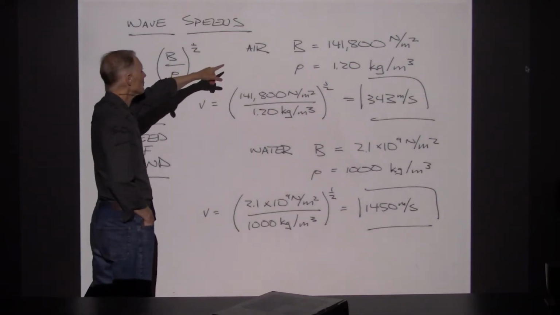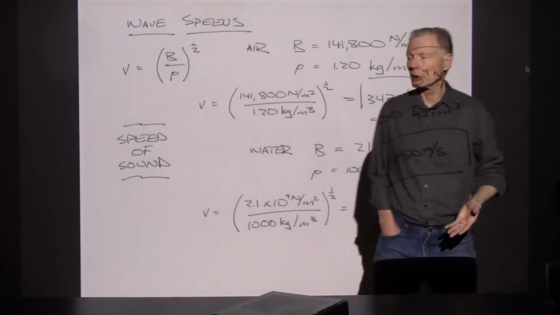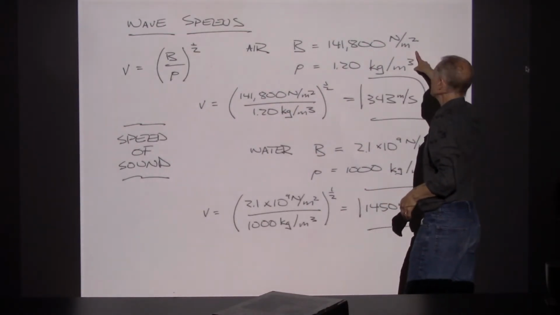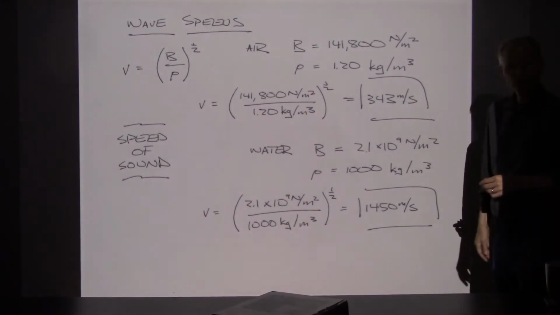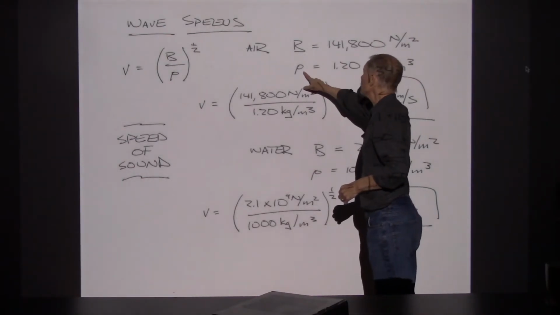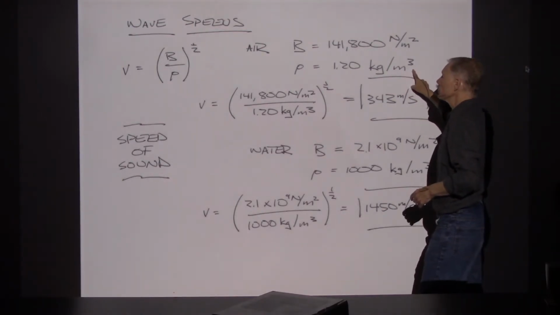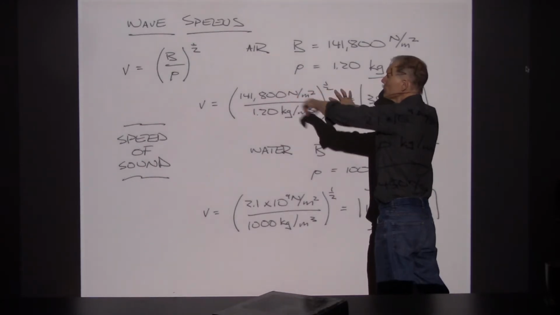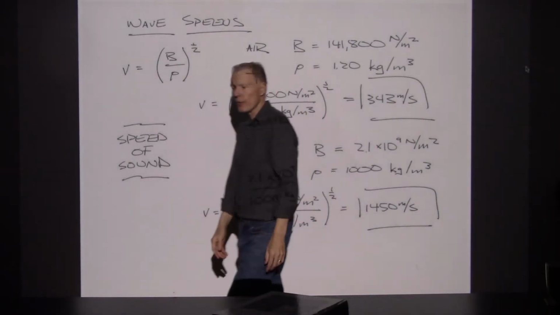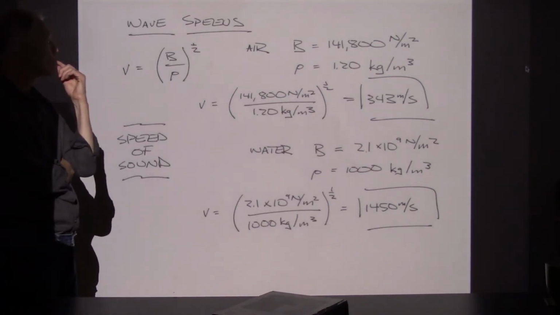Okay, let's try a couple wave speeds here. So let's think about air. Now air has an adiabatic bulk modulus that is given as 141,800 newtons per square meter. So that's how much air resists being compressed. And the density of air at 20 Celsius is 1.20 kilograms per cubic meter. So using the formula that they provided, the bulk modulus divided by the density, that's giving me 343, and that's what we observe. We observe that the speed of sound at about 20 Celsius, 1 atmosphere of pressure, is 343 meters per second.